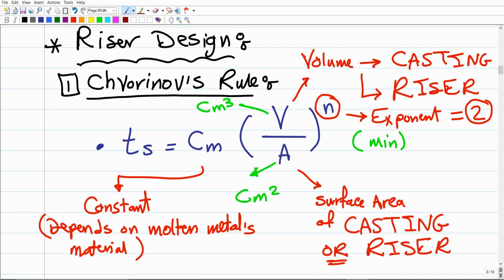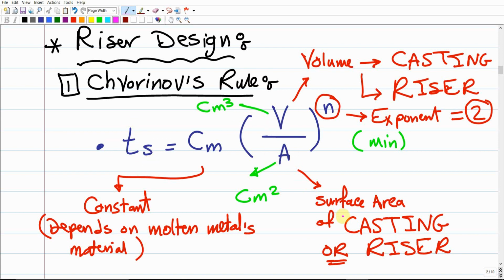There are some tables. I didn't provide these tables to you, but anyway, this Cm will be provided or given to you in the problem. So Cm is a material constant that depends on the molten metal material type. And V stands for the volume of the thing that you're calculating the solidification time for. If we are calculating for the casting, you're going to calculate the volume of the casting. If we are calculating the solidification time of the riser, this is going to be the volume of the riser.